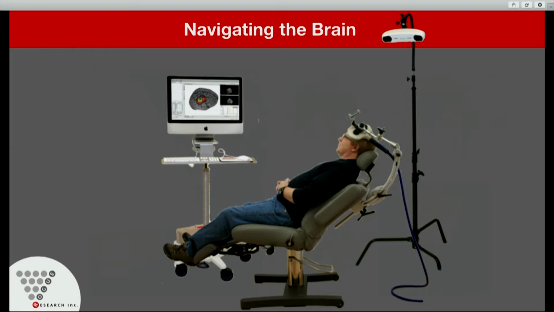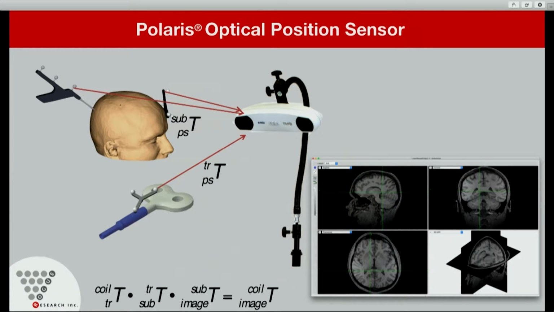So adding now the position sensor, it's a similar model to what you saw in the neurosurgical application and the computer software. The position sensor allows us to track tools in the real world, right? Not around the world, but in a space of about a meter around your subject's head. The sensor can calculate the position and orientation of the subject's head, the magnetic stimulator, and a pointing device that you can just move around the head.